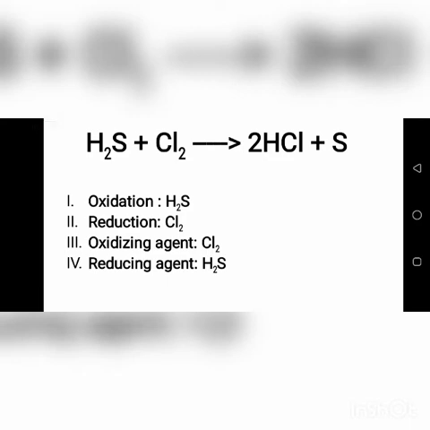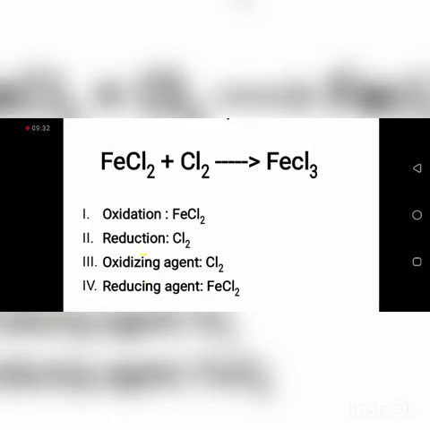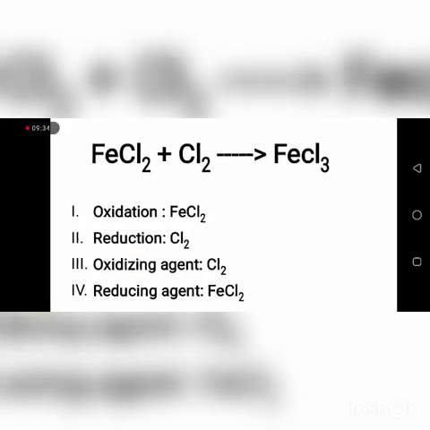We look at the chlorine at the reactant side. It has no hydrogen at the reactant side. When you get to the product, hydrogen has been added to chlorine to make hydrogen chloride. Because hydrogen has been added to chlorine, that means chlorine is undergoing reduction. And the oxidizing agent is chlorine, the reducing agent is hydrogen sulfide. Very easy.